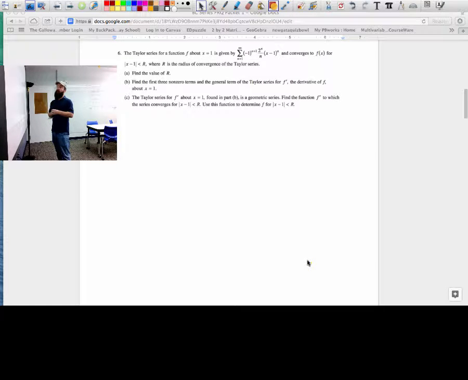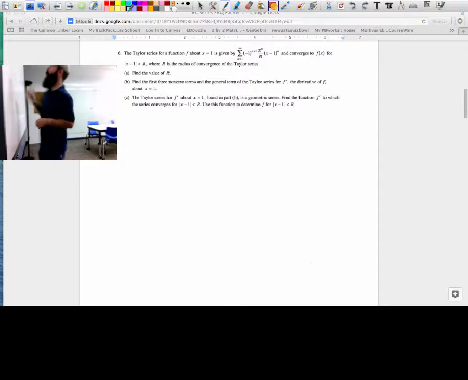So in this problem, we have a Taylor series for a function. We're not told what function it is. It's given by this particular series, and it converges to f of x for this particular interval, where r is the radius of convergence of the Taylor series. It says to find the value of r. So we're looking for the radius of convergence.